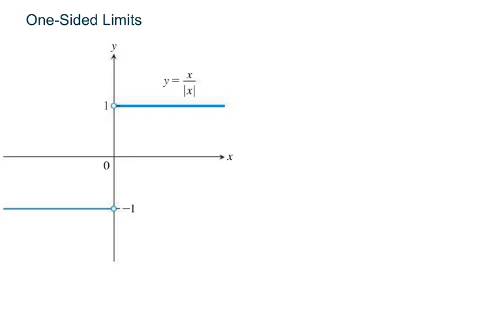In this example, we're going to talk about one-sided limits. So here we have a function, f of x is equal to x divided by the absolute value of x. And so the graph looks like this two-piece or step function, in a sense, that we see over here on the left of the screen. And so we can talk about limits from the left and limits from the right.